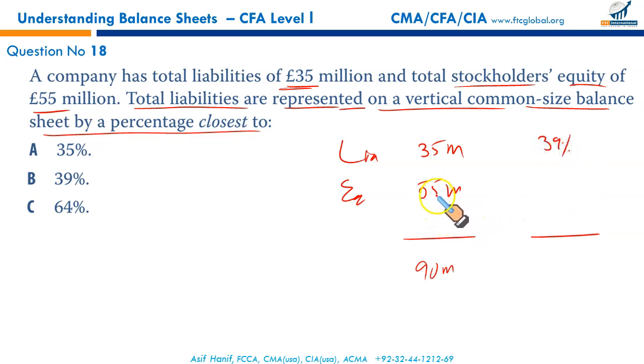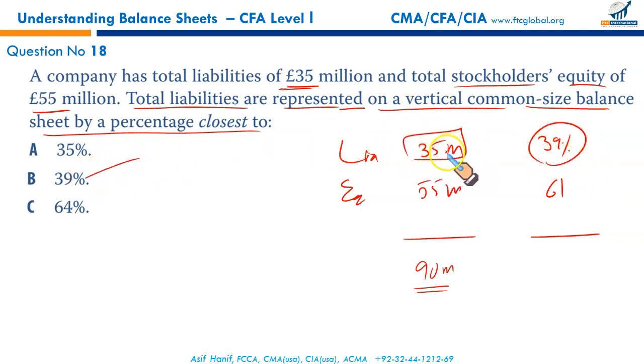And 55, which is equity, what percent of the total balance sheet is it? 55 by 90, or you can simply deduct 39 from 100, 61%. Right? So now, what is total liability represented in the vertical common size? 39%. Do not just go by straight 35. It's 35 million plus 55, a total balance sheet footing of 90 million. So 35 is what percentage of 90? It's 39%, so that makes B the correct option.